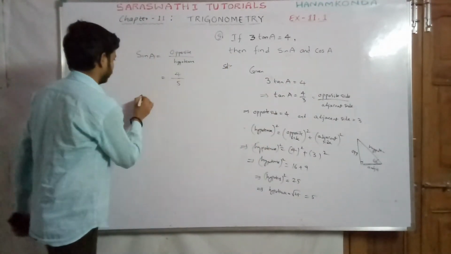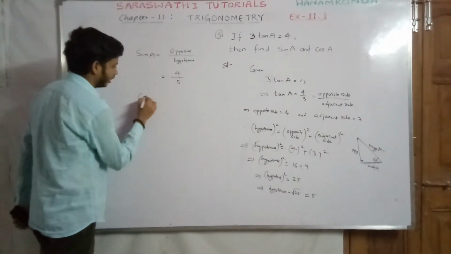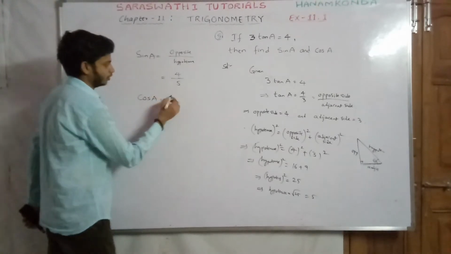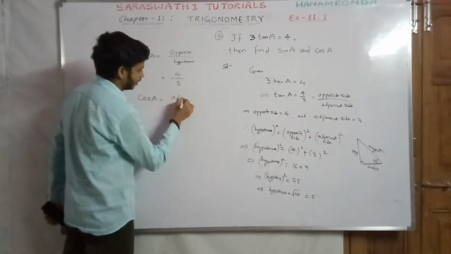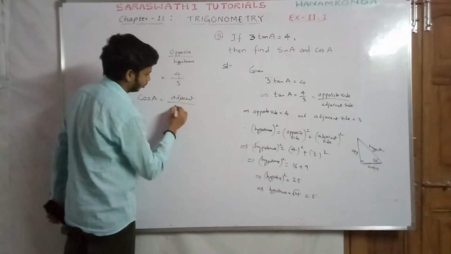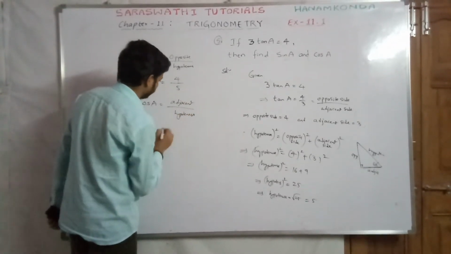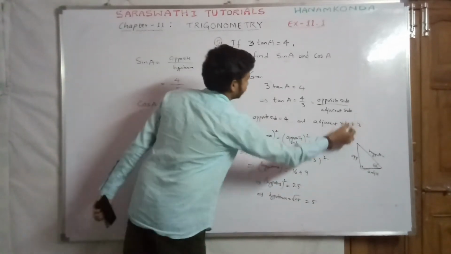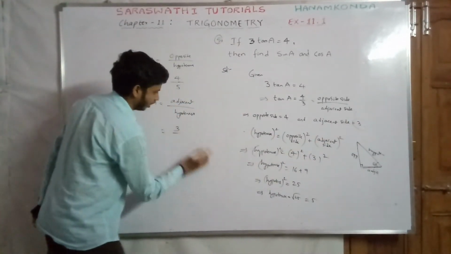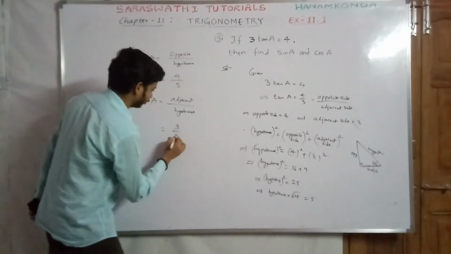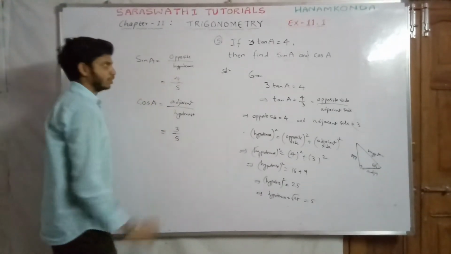We know that cos theta equal to adjacent side by hypotenuse. So cos A equal to adjacent side to A by hypotenuse. Here adjacent side is 3, and hypotenuse we have obtained is 5. So 3 by 5 is the value of cos A. So this is the answer.